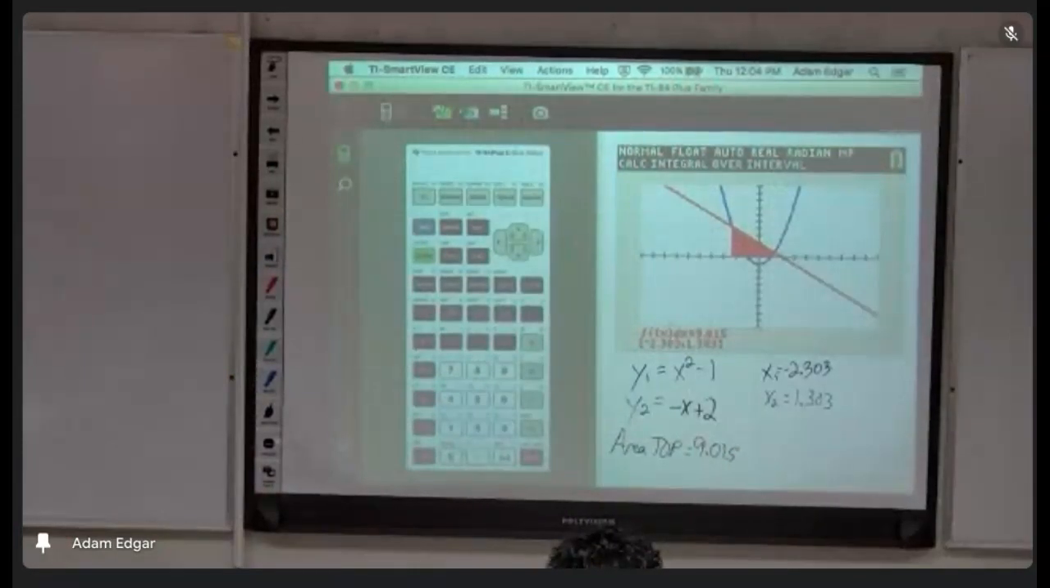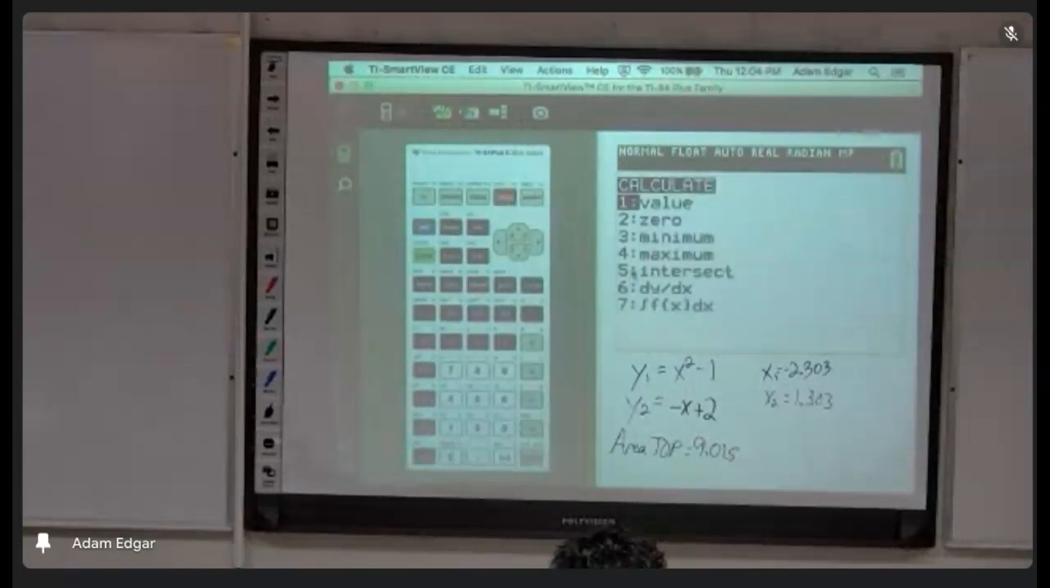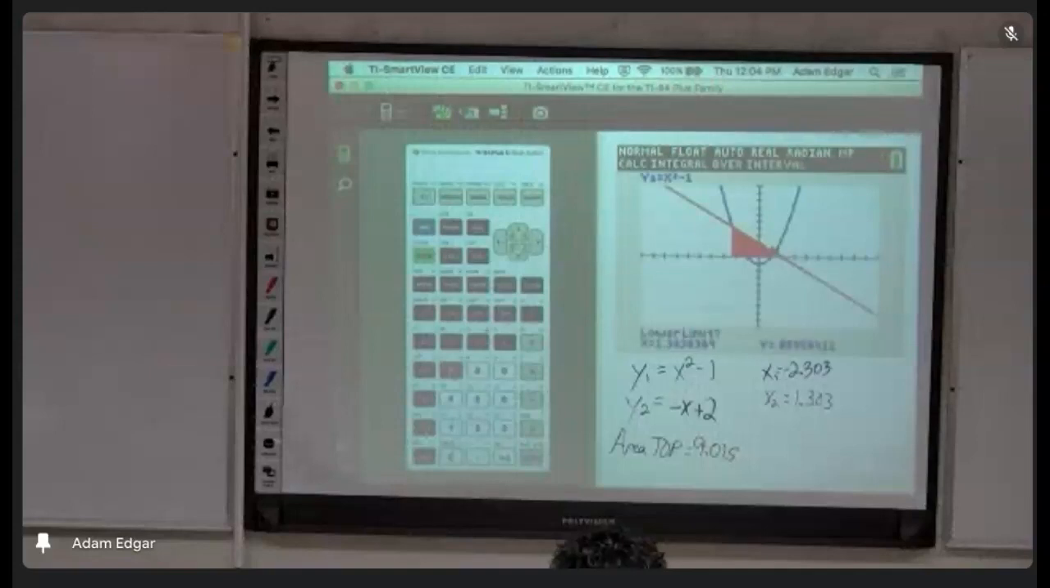Then you do the same thing for the bottom equation. You say second, trace, integral, which is option 7 for me. And now I'm going to be on the blue line. Make sure I'm on the blue curve, and do the same bounds of integration. So negative 2.303. Enter. And then 1.303. Hit the right arrow. There you go. Can't do anything right. 1.303. And that's 1.2029.